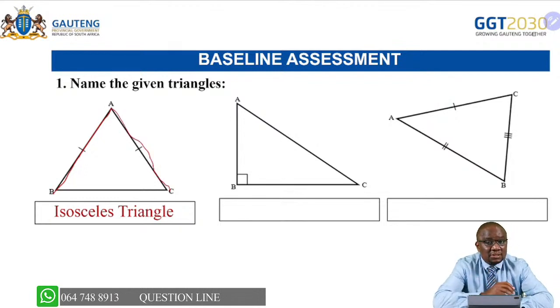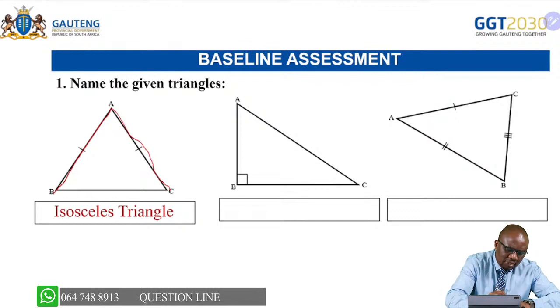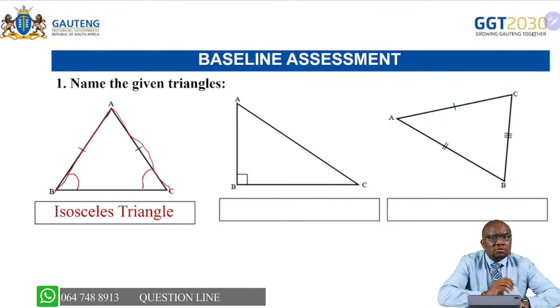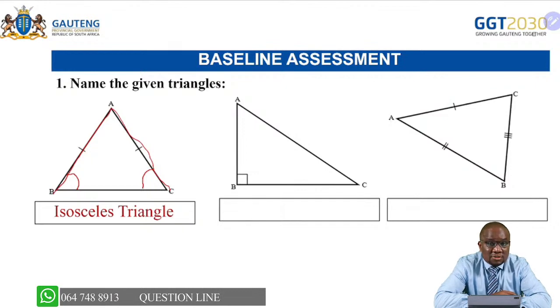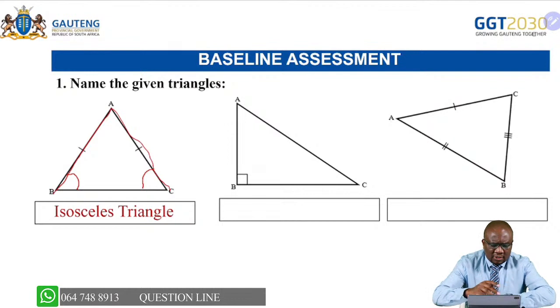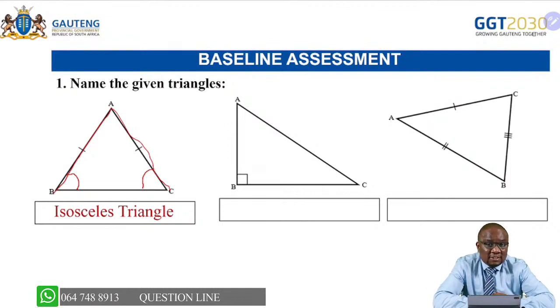Remember, a triangle has 3 sides. When 2 sides are equal, then the triangle is an isosceles triangle. Again, we can say that the 2 angles are equal. So for an isosceles triangle, angles opposite equal sides are equal, or sides opposite equal angles are equal. Remember that, okay?